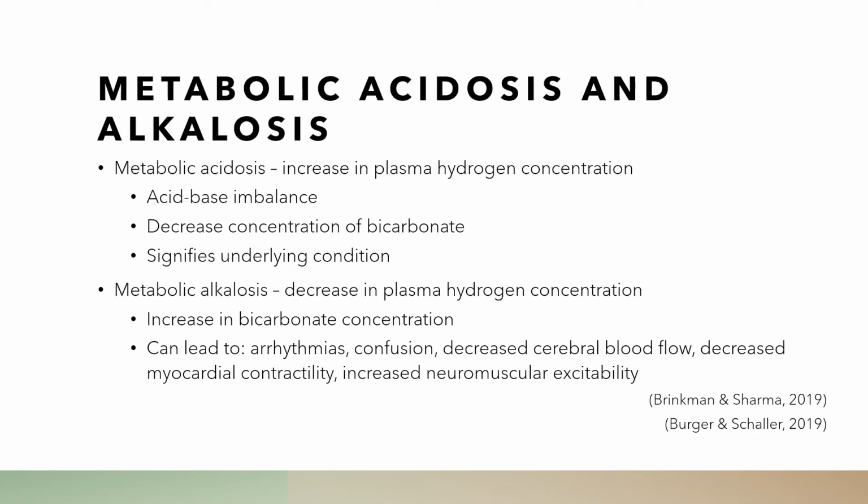When the buffering systems of the body do not work as they should, there are a few possibilities that can occur. The first that we will mention is a condition known as metabolic acidosis. It is a condition characterized as the increase of hydrogen ion concentration in the plasma that leads to an acid-base imbalance and a decrease in the concentration of bicarbonate. It is a serious condition that oftentimes signifies an underlying condition.